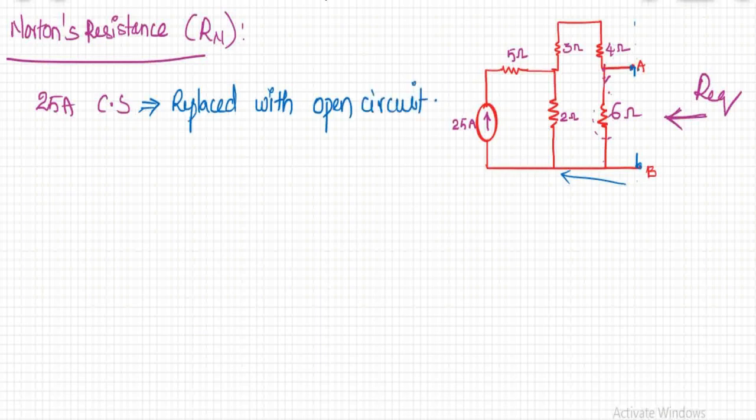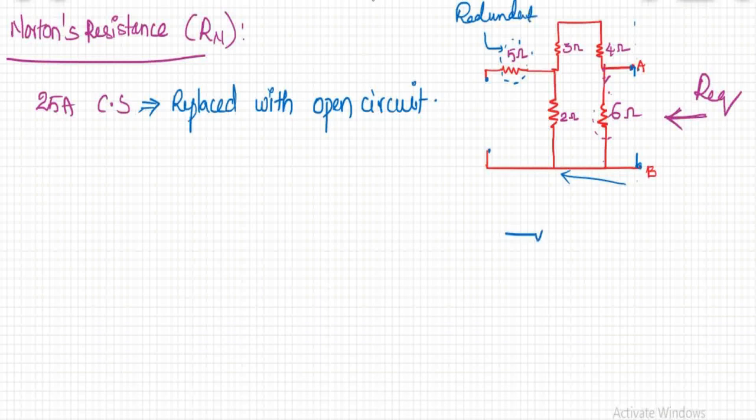Okay, so the network will become like this, open circuit. This current source will be removed. As the current source is removed here, there is no useful work being done by this 5 ohm resistor, because no current will flow through this. So this will become redundant now, because it won't come under our equivalent circuit.